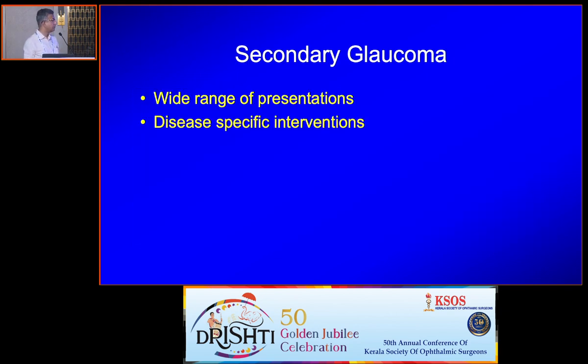So there's a wide range of presentations, and these cases are treated just like any other case. You treat them medically. Because of the angle closure, you may need to consider surgical intervention, but it's not a pupillary block glaucoma, so they don't really require a YAG PI. The secondary glaucomas have a wide range of presentation, and you have to be aware of them because most of them have disease-specific interventions.